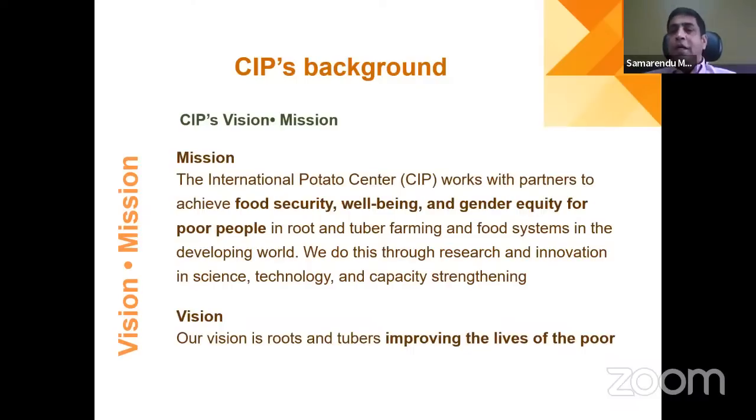So we work in different countries, and our primary objective, as you can see, is to work with partners to achieve food security, well-being of the farmers, gender equity for poor people, and particularly in the roots and tuber farming and food system in the developing world. So we have a mandate of working with millions of smallholders across the continents, both Asia, Africa, and Latin America. Our vision is to improve the lives of the poor. We are a non-profit organization, so we work for the poor most of the time.